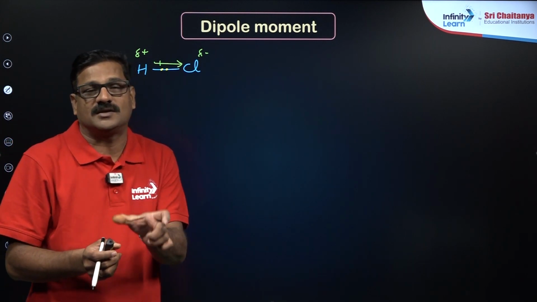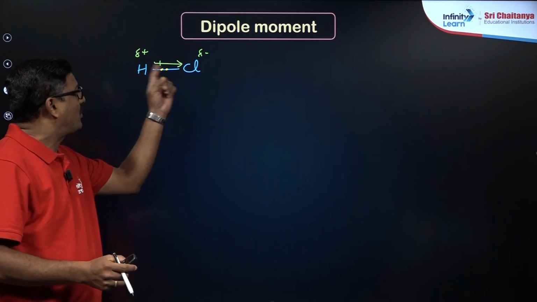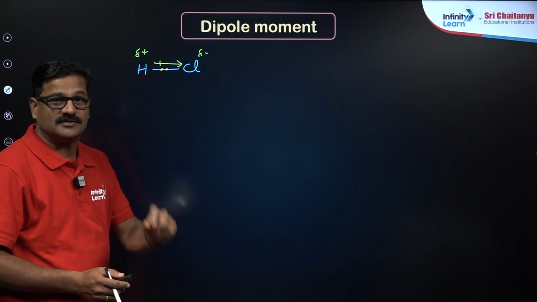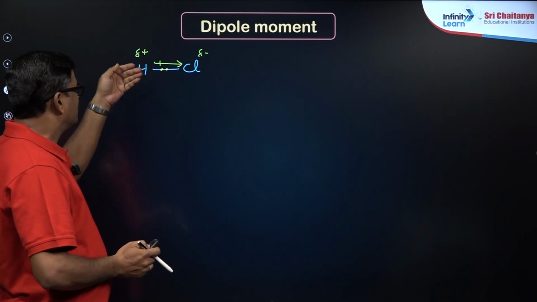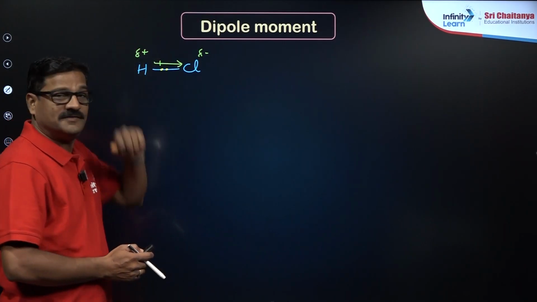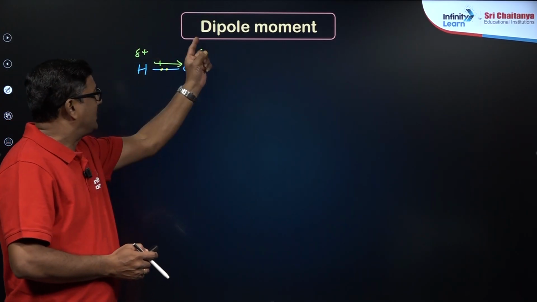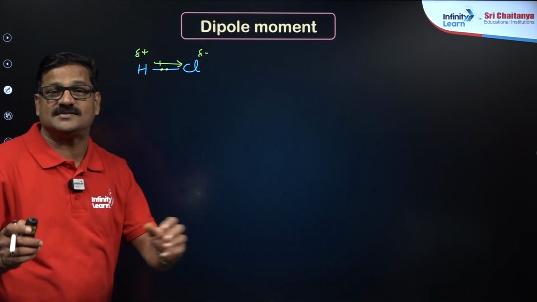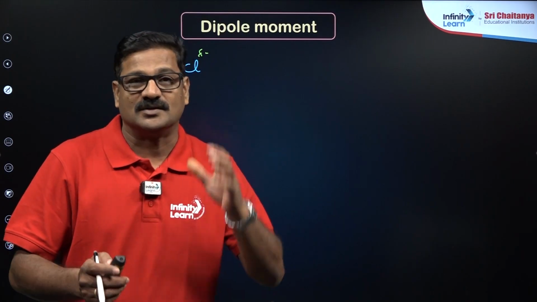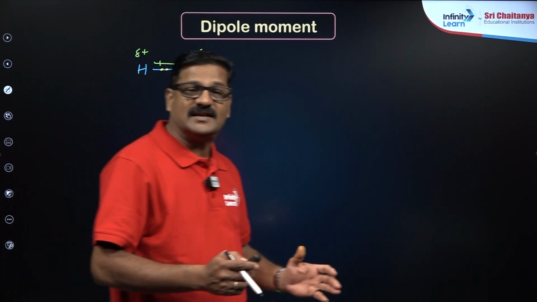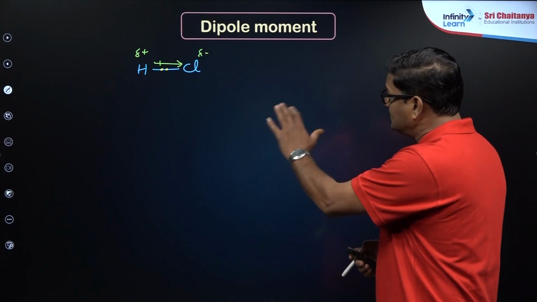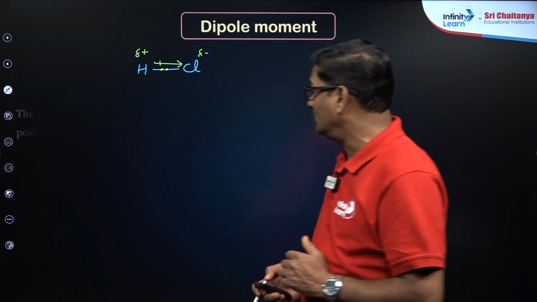So this molecule is now polar, with one negative pole and one positive pole. Two poles are formed because of the bond moment. So we can say a dipole, two poles, is there due to the bond moment. That is what you call a dipole moment. This dipole moment decides various factors in the properties of the molecule. So let's talk about the actual definition of the dipole moment.